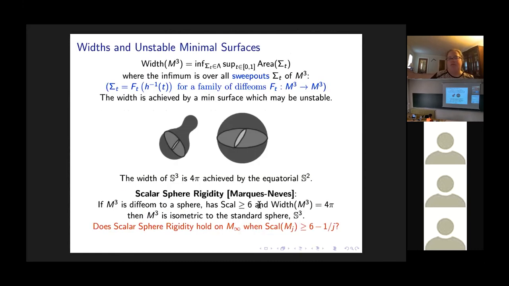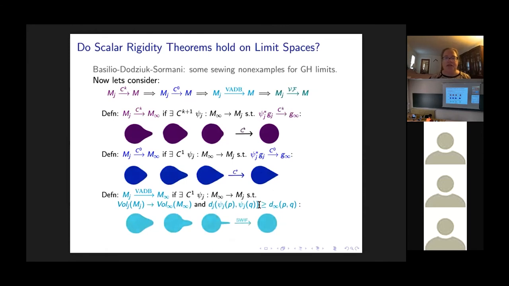Okay, so now we want to say which of these three main ones, the Taurus rigidity, the Prism rigidity, and the scalar sphere rigidity theorem, would hold on a limit space. Maybe we should consider all the different possible limits instead of just Gromov-Hausdorff. We were seeing that maybe these don't work for Gromov-Hausdorff or not. So let's just look over the different kinds of limits again.